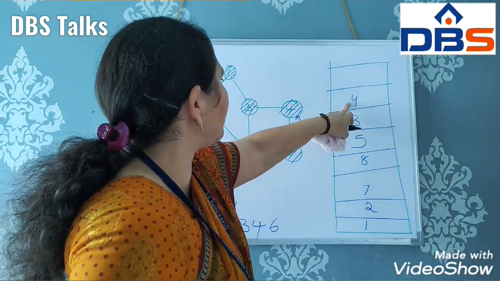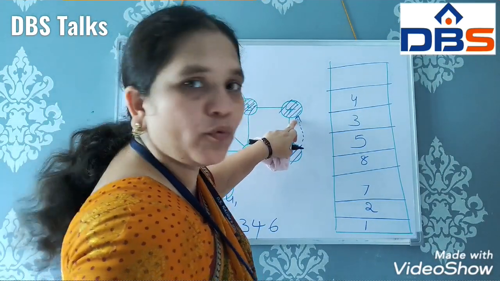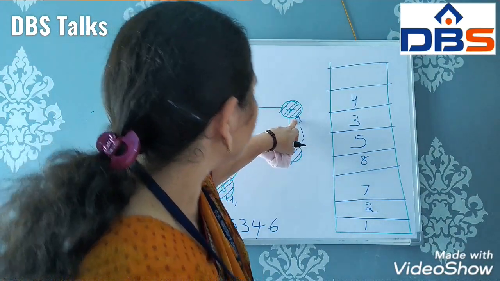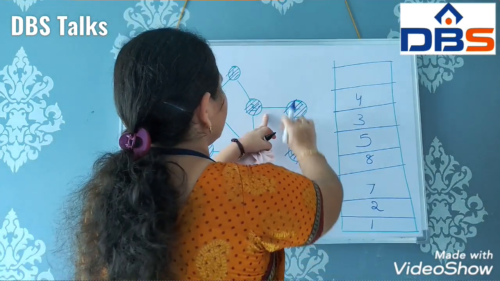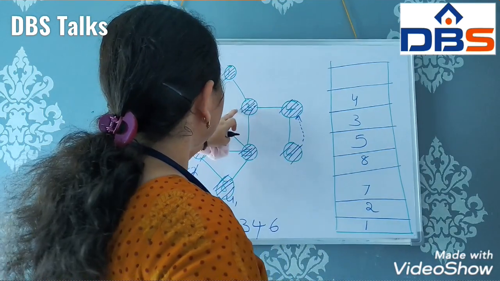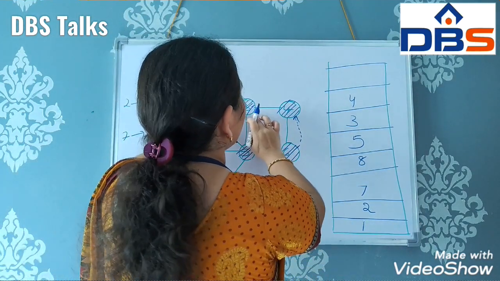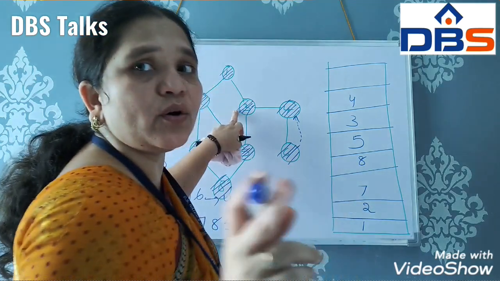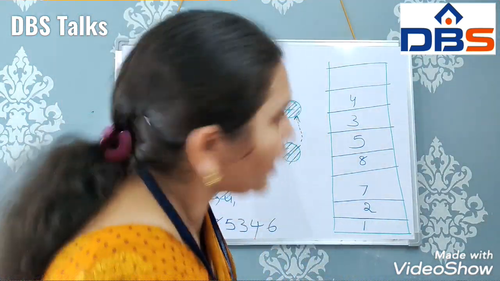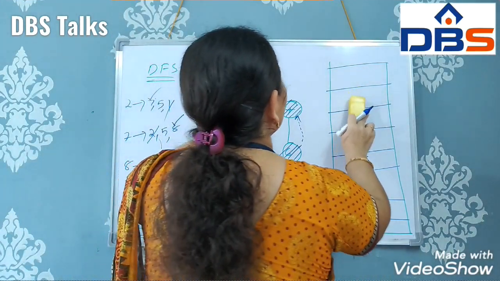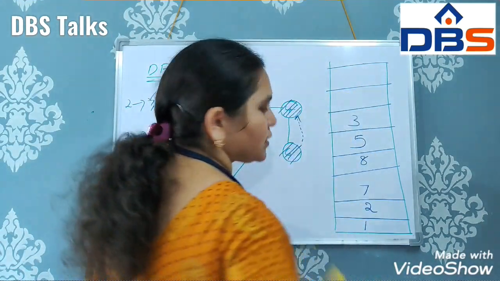Then what is the next element? 4. So we will go for 4. What are the adjacent elements of 4? 3. 6 is already popped. 3 is already visited. There are no unvisited vertices for this particular 4. So that's why we need to pop 4 from the top of the stack.